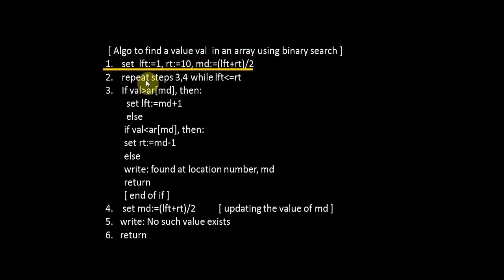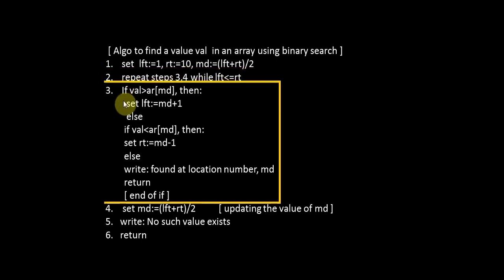After that, I am going to apply the loop: repeat steps 3, 4 while LFT is less than or equal to RT. As you know, the leftmost subscript should always be less than or equal to RT. How can the leftmost subscript be greater than RT, right? So that is why this condition has been applied. Now the control will go to step number 3. That is the first statement of our loop.